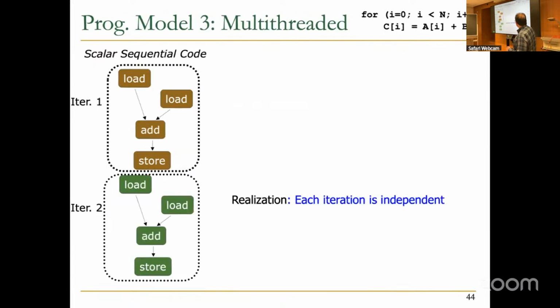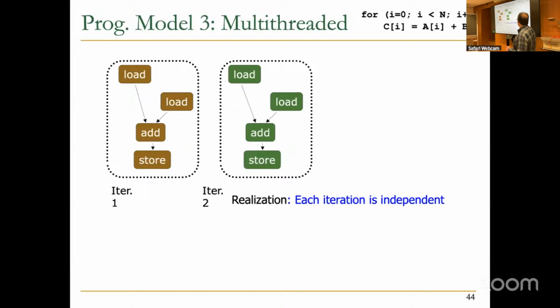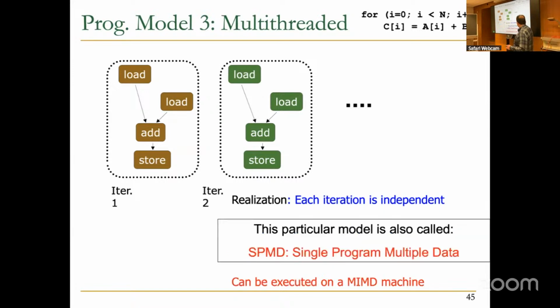Another way would be, I realize that each iteration is independent, so I'm going to assign each iteration to a thread. The programmer or compiler generates a thread to execute each iteration, and each thread does the same thing, but on different data. This can be executed on a MIMD machine. This particular model is also called SPMD, because your thread is actually the whole program.